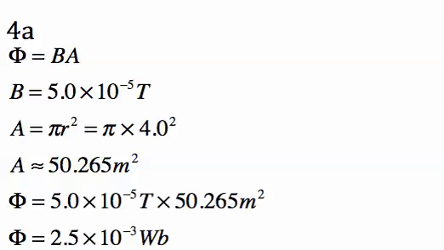4a, with the helicopter in the magnetic field, the flux again is the strength of the magnetic field times the area, and that magnetic field was up, so the magnetic field is perpendicular to the helicopter blades. So that's the strength of the magnetic field perpendicular to the area. The area swept out by the helicopter blades is equal to pi r squared, so pi times the radius of the blades squared. So that approximately equals 50 metres squared.